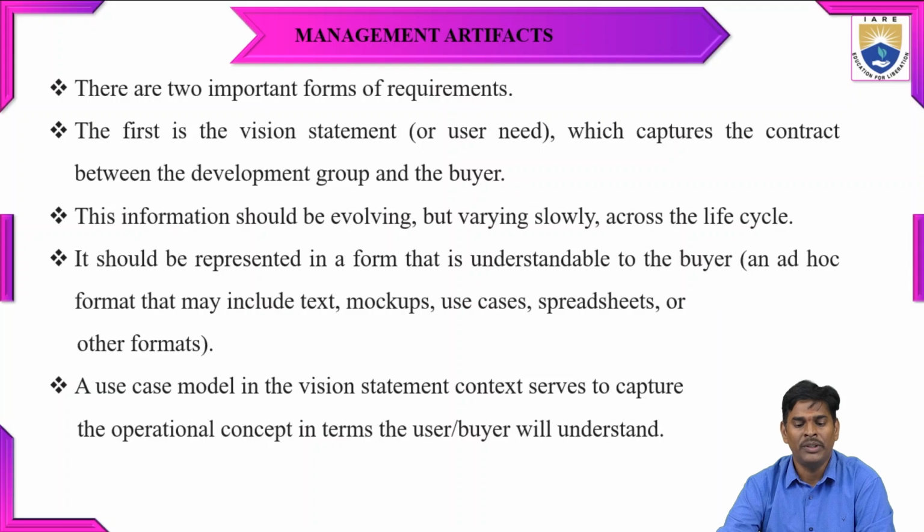Okay, so here we have two very important forms of requirements. The first one is the vision statement. For any organization, the first technique we can call the vision statement. It means, what are the user needs or the customer needs? It captures the contact between the development group and the buyer. And this information should be evolving but varying slowly across the life cycle.